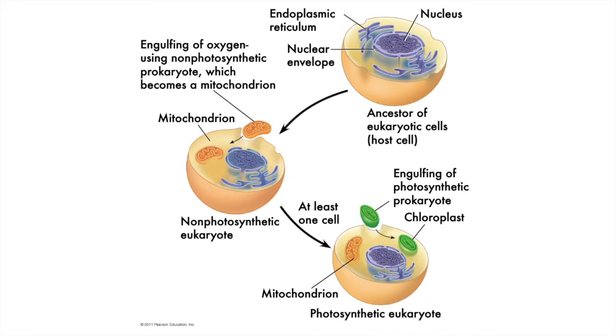Here's a drawing of what that might have looked like. An early eukaryotic cell with an endomembrane system engulfed a bacterium that became a mitochondrion. A second lineage of eukaryotes engulfed another cell, this one a photosynthetic bacterium. This second cytoplasmic pet was the ancestor of the modern chloroplast.